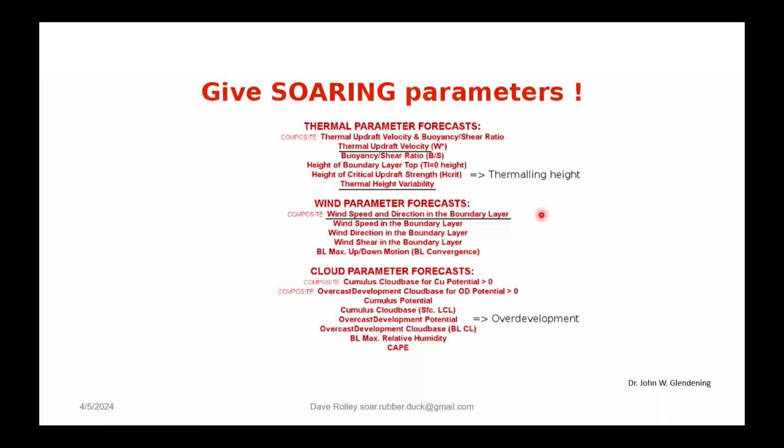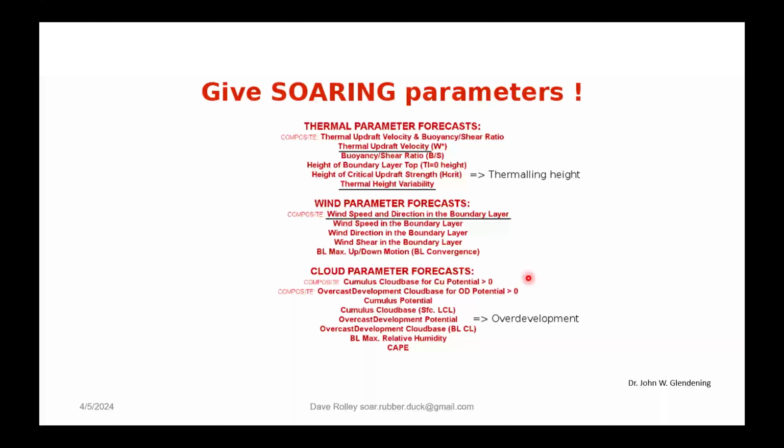Wind parameters, we get wind speed and direction, both as a combined or as individuals. Another one is we look for boundary layer convergence. So in the RASP model, it's called boundary layer max up, max down motion. In SkySight, it's just called convergence. But this gives us areas where we may be seeing actual convergence because of wind differences, or we may be seeing something as a result of the terrain or something else.